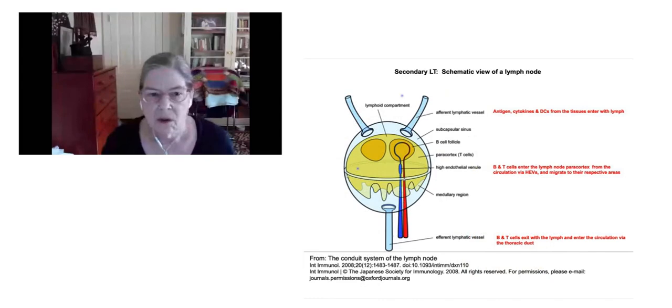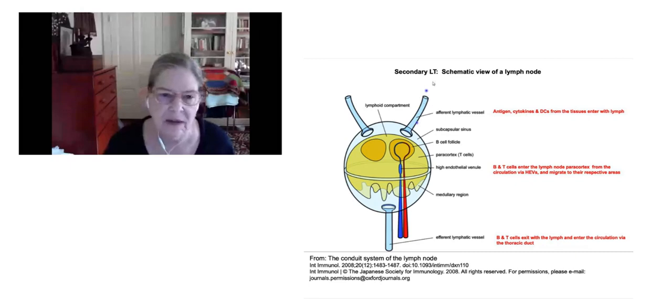Now, I also want to show you a lymph node to tell you two different things. Here are these afferent lymphatics. The lymph flowing back to your right heart comes in through the afferent lymphatics, percolates through this tissue, and then leaves through the efferent lymphatic toward the heart.